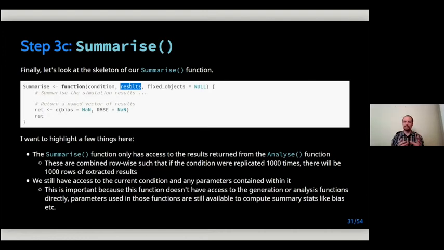So this summarize is a way of saying, again, for one particular design condition that I've simulated 1,000 times, I've now got all that information, all those quantities of interest, and I can summarize them in whatever meaningful way helps me answer my research question.